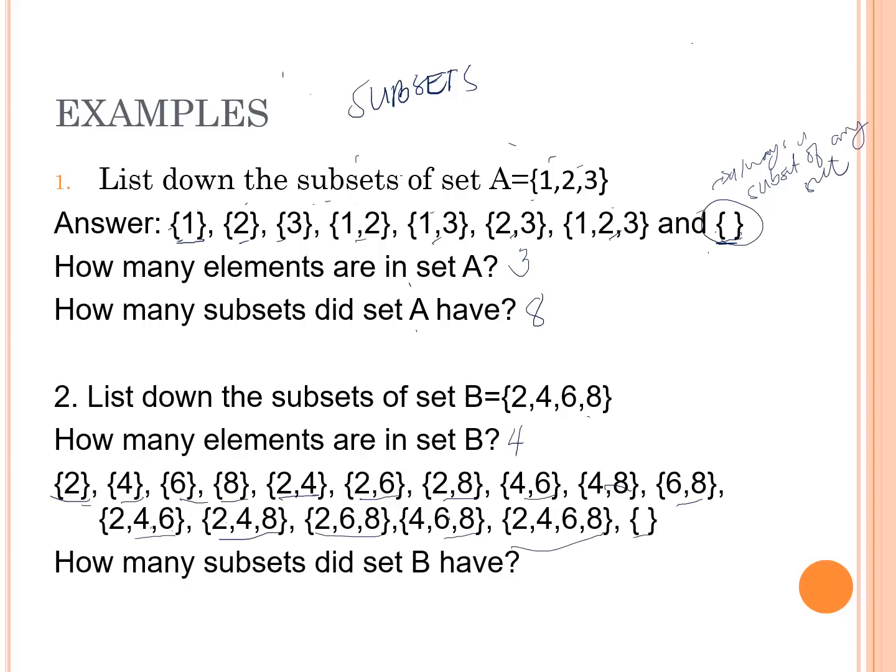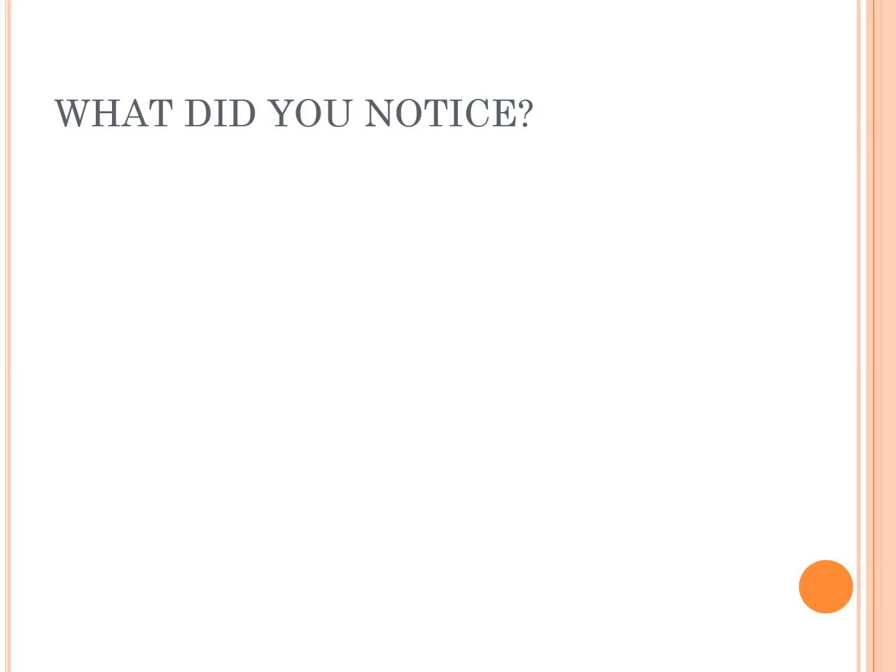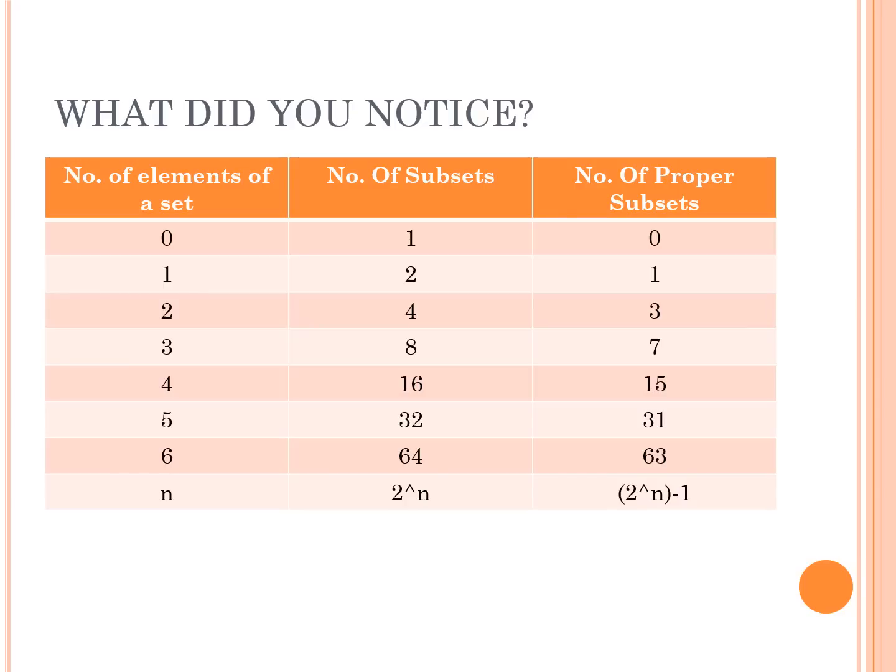If we count, that is 1, 2, 3, 4, 5, 6, 7, 8, 9, 10, 11, 12, 13, 14, 15, and 16. Later on I will show you the formula. So here it is. What did you notice? If you are given an empty set, because it has no element at all, it has only one subset. And what is that subset? That is the null or the empty set.